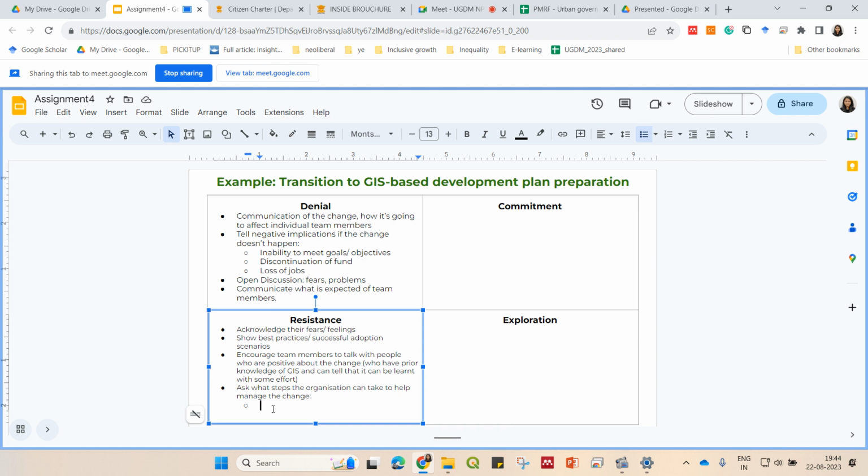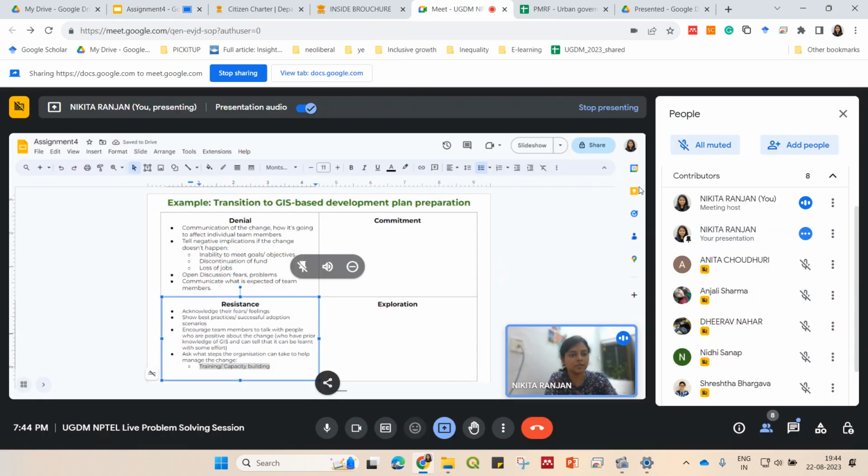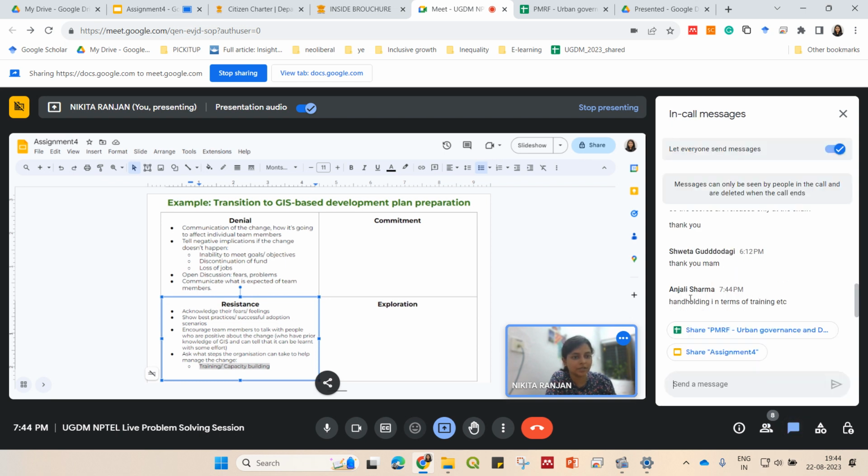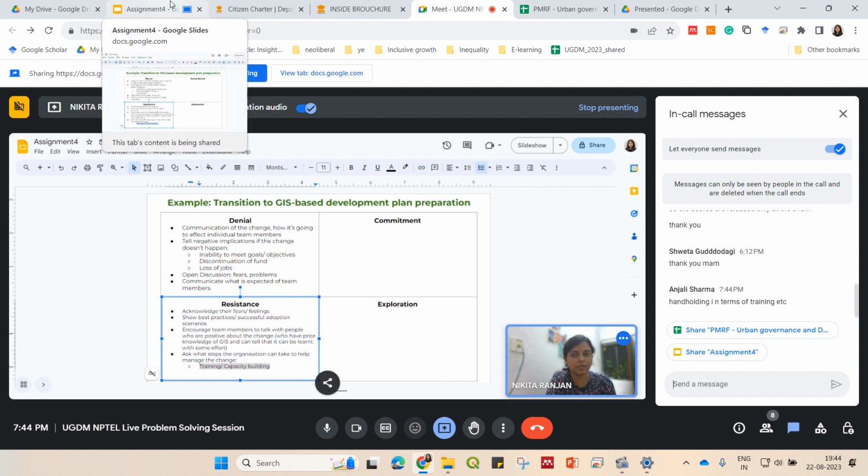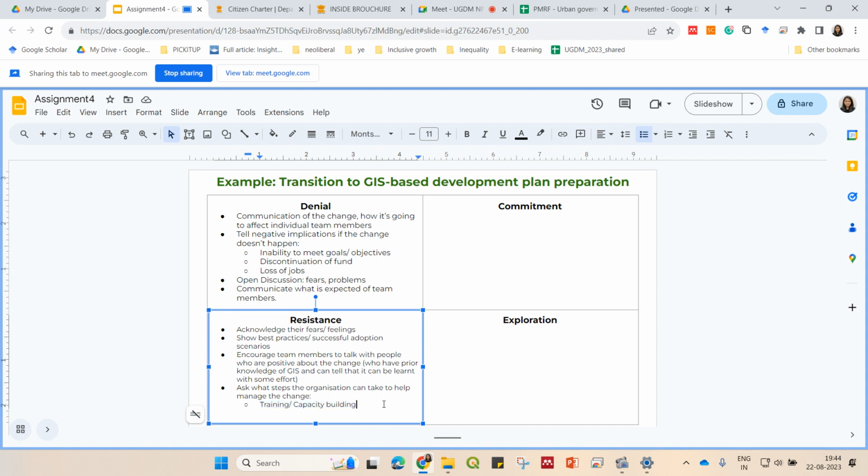Equip the team with new knowledge. Okay, so we can write training or capacity building. Someone's writing in the chat box, I think. Anjali is saying hand holding in terms of training. Yes, we wrote that, training. That's a good answer. What else? What else can you discuss with your team? You can discuss if they need training or capacity building. What else?